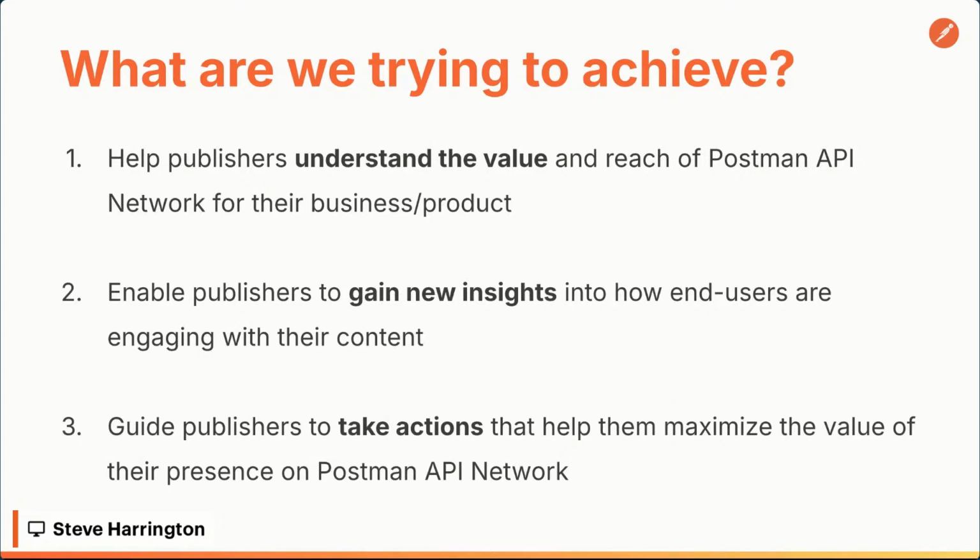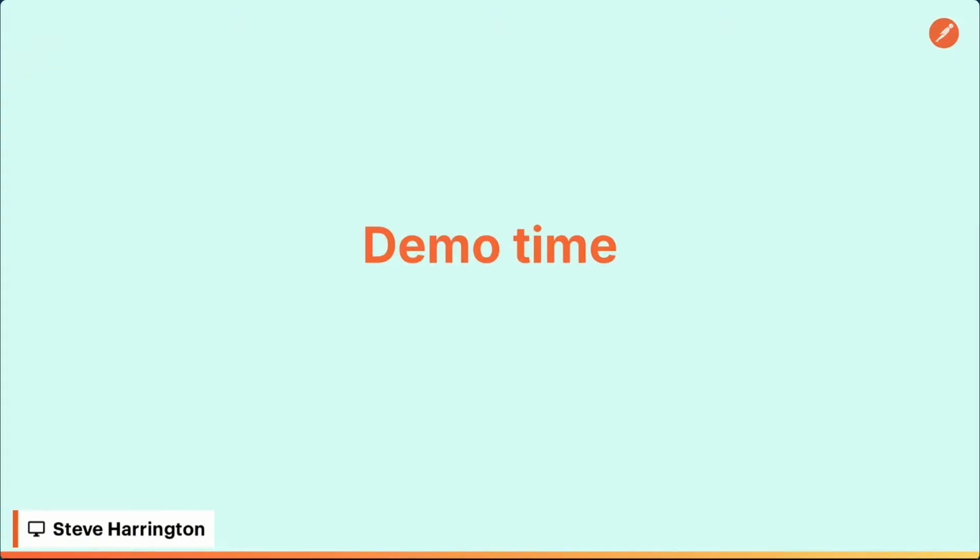And what are we trying to achieve with these changes? These three things, right? We want publishers to understand the value of their presence on the network, to gain new insights into how their users are engaging with the content, and then giving them actionable insights where they can go take further actions to maximize the value that they're getting. So with all of that said, it's demo time. I'll turn it over to Gia.